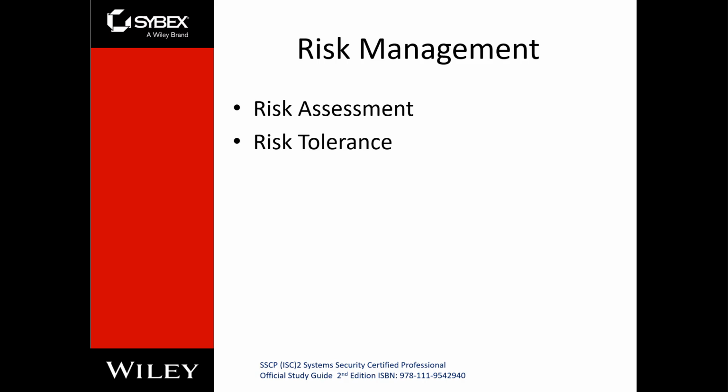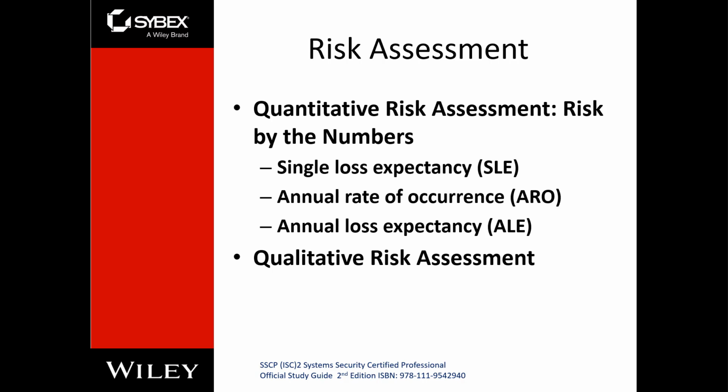Risk management has 2 main components: the risk assessment and risk tolerance. The assessment will be assessing risk and looking at the likelihood of occurrence, though how we perform the assessment is based off of what we are assessing. Risk tolerance, in contrast, is the degree that we're willing to tolerate certain events. So within assessment, we have 2 main types: quantitative and qualitative.